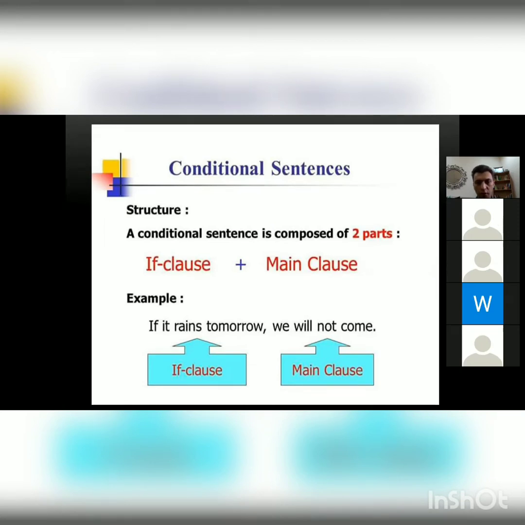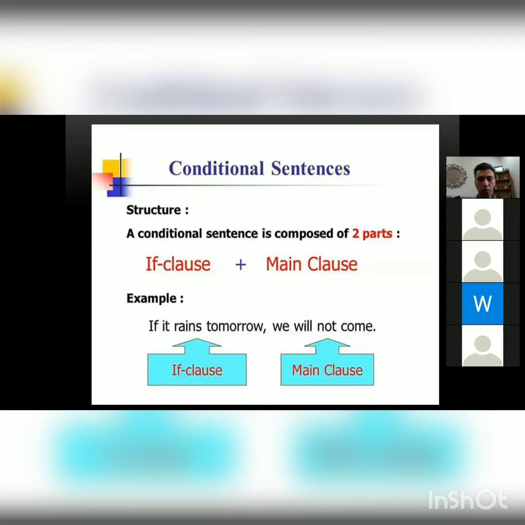We have two sentences. We try to connect these two sentences together. And the first one is if clause, the second one is main clause or result clause. Look at that example. If it rains tomorrow, we will not come. See that? Look at the example. We have if it rains tomorrow. This is a sentence, and the second sentence after the comma is main clause, we will not come.